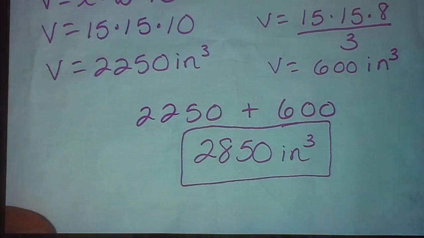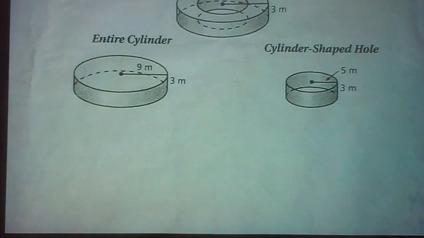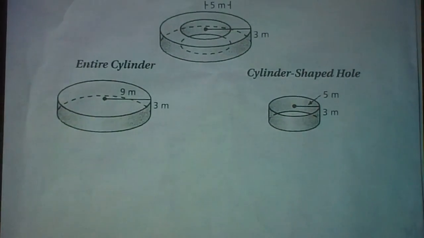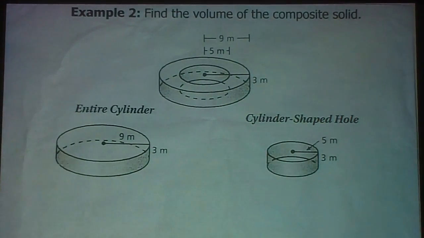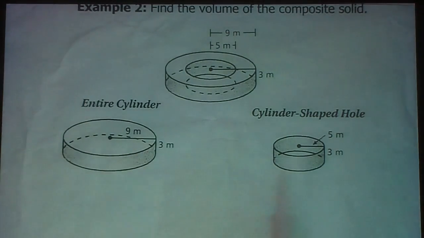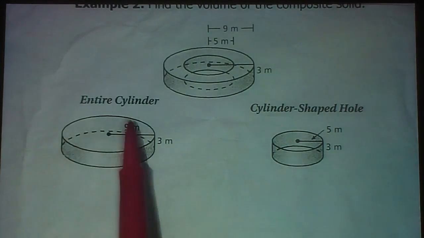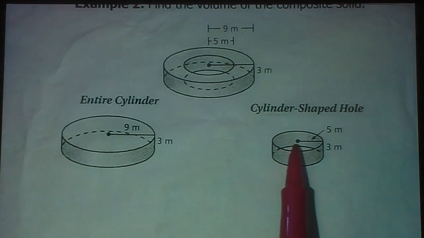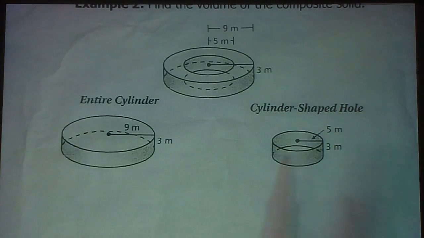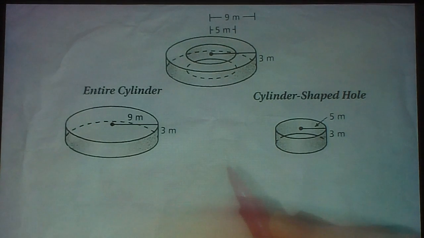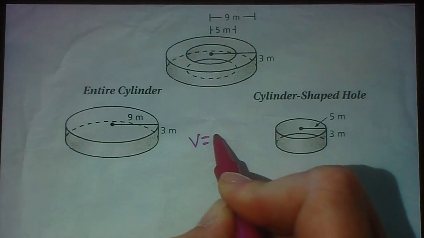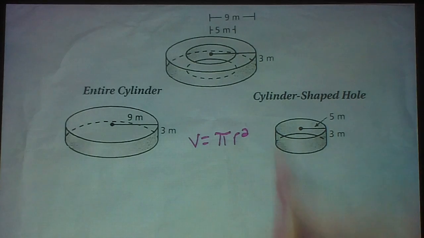It's not so bad. Look at example 2 though. You see what looks like some kind of donut type thing. We have a cylinder with a hole cut in it. So we kind of have a big cylinder and a little cylinder being taken away from it. We're going to find the volume of the big cylinder and the volume of the little cylinder, and instead of adding them together, we're going to take away the little cylinder. The volume of a cylinder for both of these is the area of the circle, pi r squared, multiplied by the height.